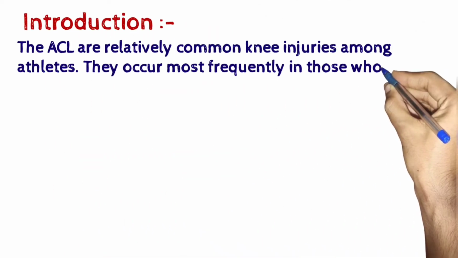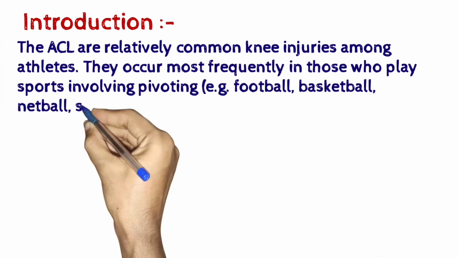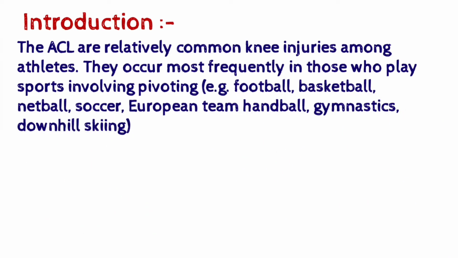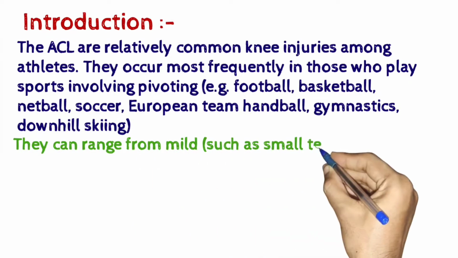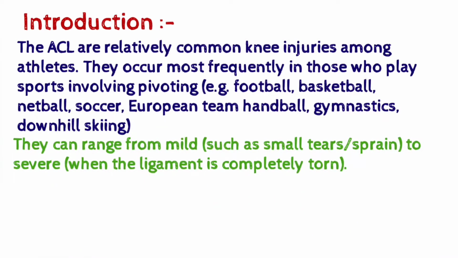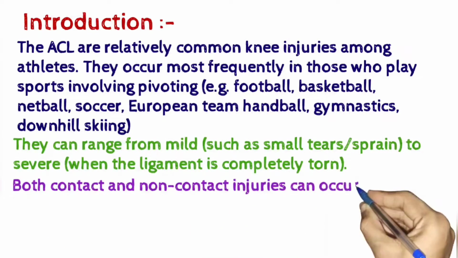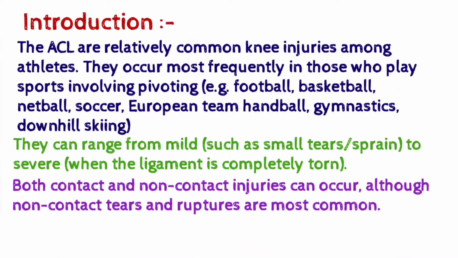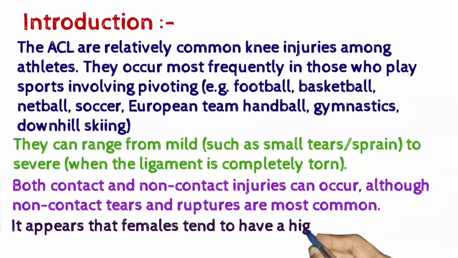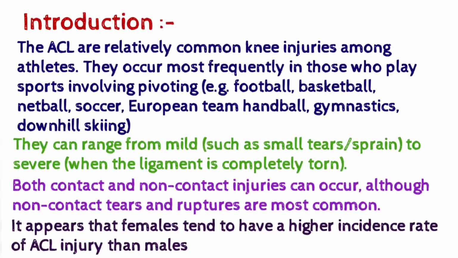They occur most frequently in those who play sports involving pivoting, for example football, basketball, netball, soccer, European team handball, gymnastics, downhill skiing. They can range from mild, such as small tear/sprain, to severe, when the ligament is completely torn. Both contact and non-contact injuries can occur, although non-contact tears and ruptures are most common. It appears that females tend to have a higher incidence rate of ACL injury than males.